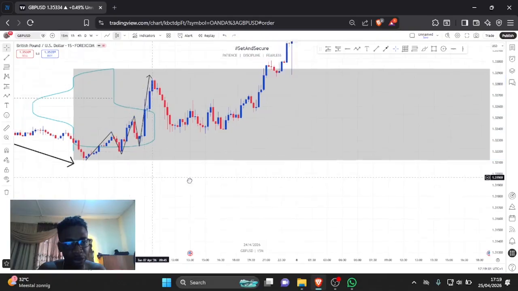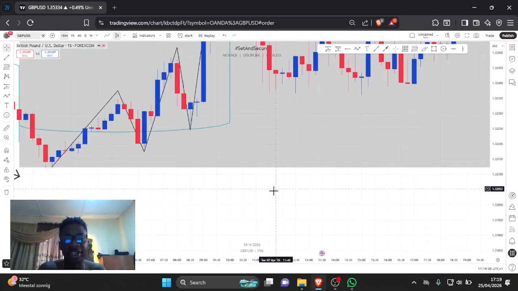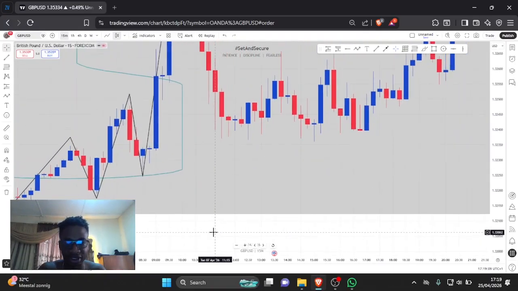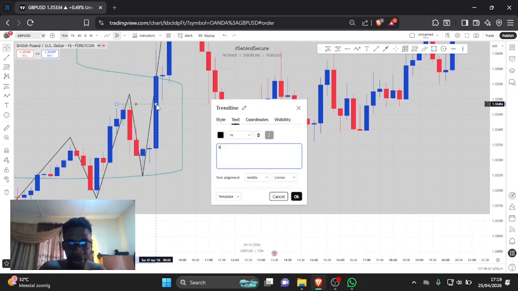Truth be told, I don't wait for any pullback on 15 minutes. I still prefer being in the trade, then it has its pullback, so I can still secure the position. So we got this block of structure. This is where the block of structure lies, right?